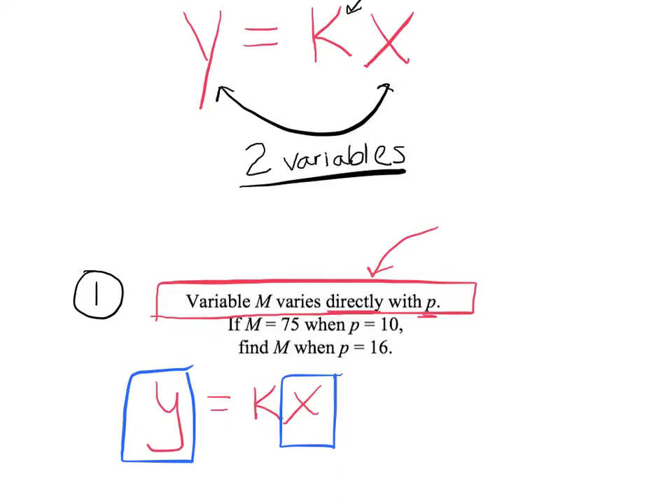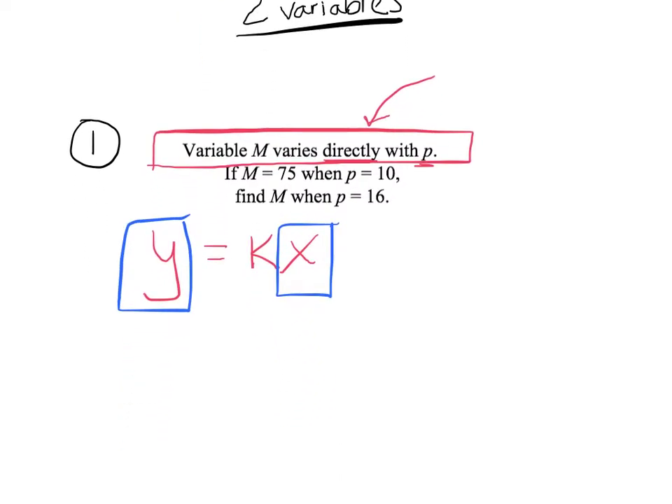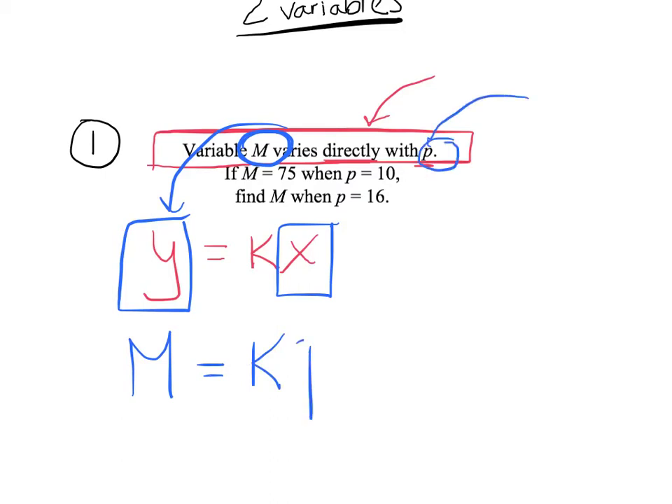Now you'll notice they don't use an x or y. They say m varies directly with p. So instead of using y, they start with m. So I'm going to rename this as m equals the constant of proportionality times p. So your first step is to rewrite this. Now, they'll give you one piece of information to use together. When m is 75, p is 10.